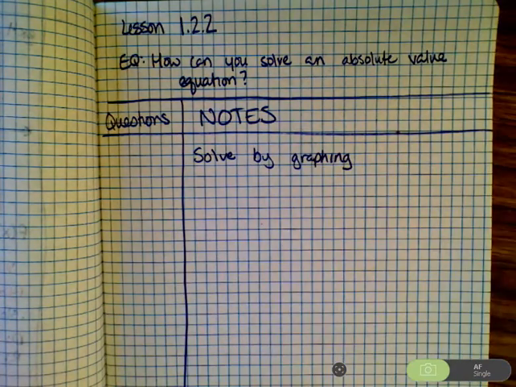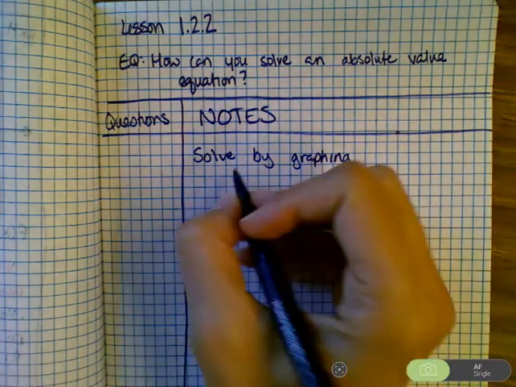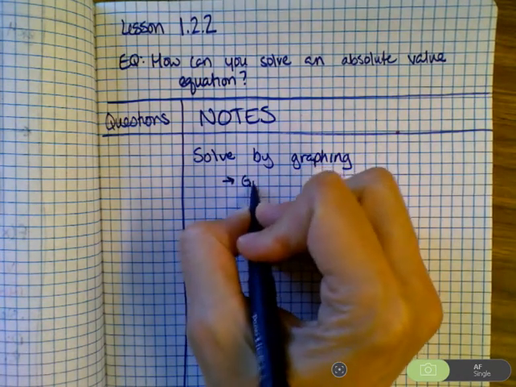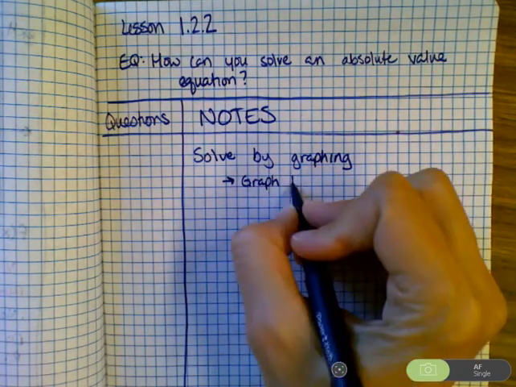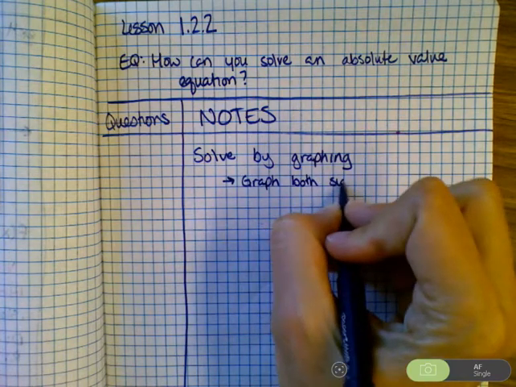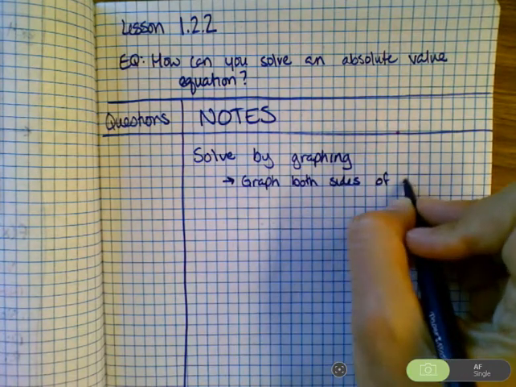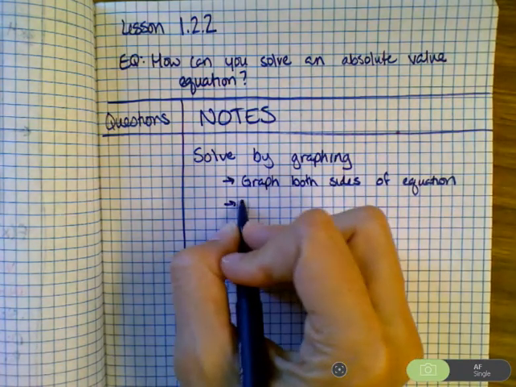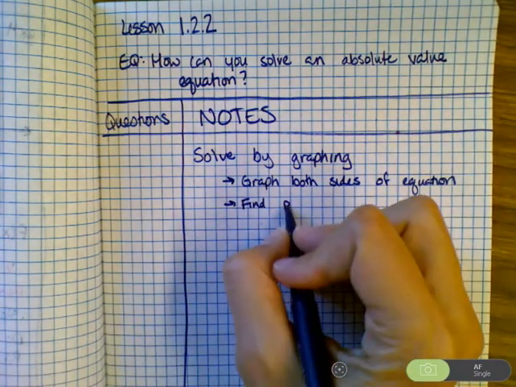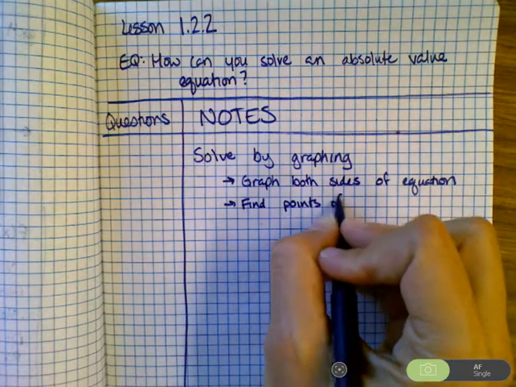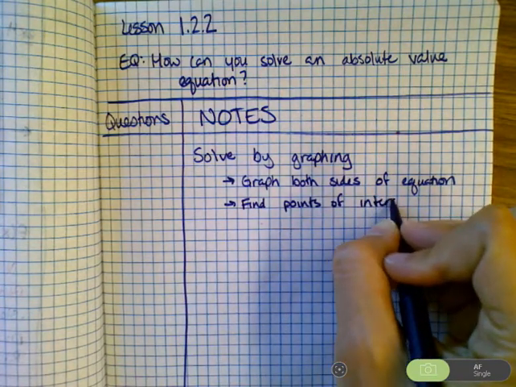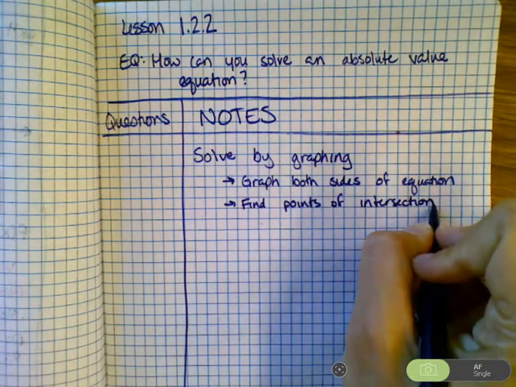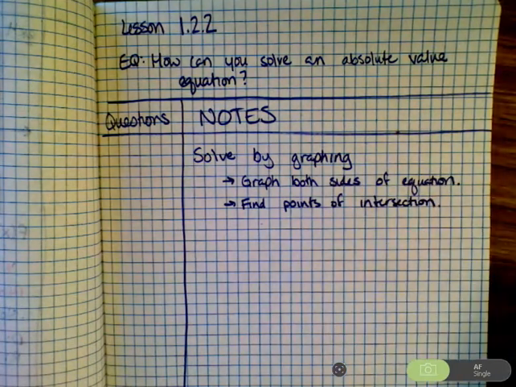In order to solve by graphing, there are a couple of things you have to do. The first thing is to graph both sides of your equation, and then you have to find the points of intersection. Those points of intersection will be your solutions.